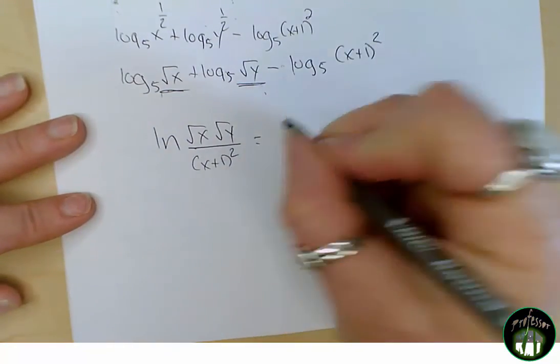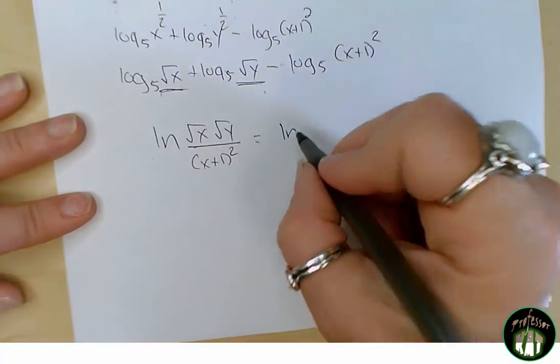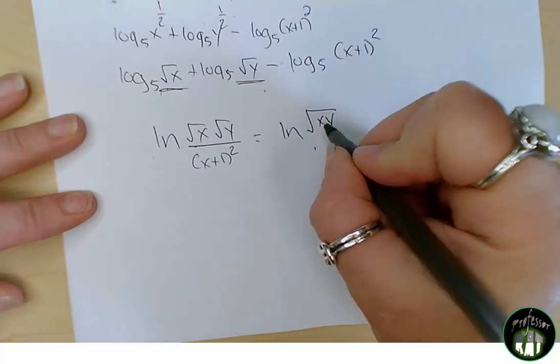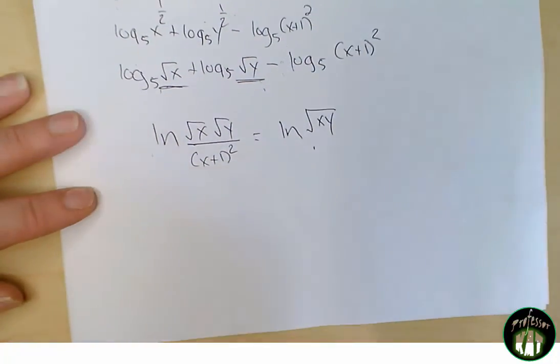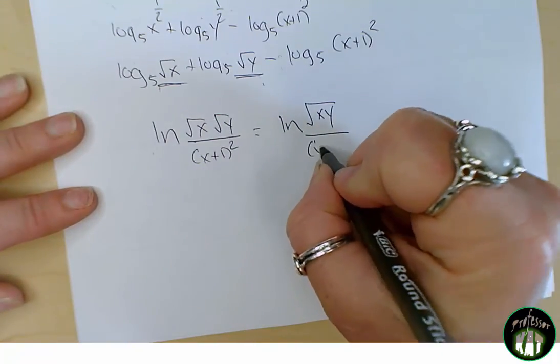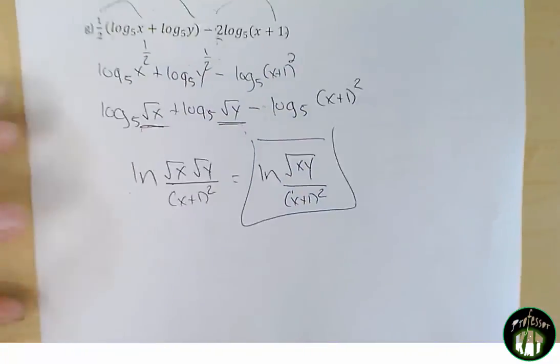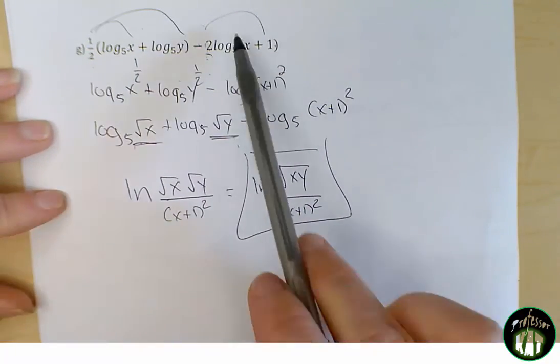Last little thing to simplify here. So I'm going to move over my ln. Square root of x times square root of y is easy, or it's better to be written square root of x times y. That is more simplified. So we're going to write it like that over the x plus 1 squared. And that is our condensed expression.